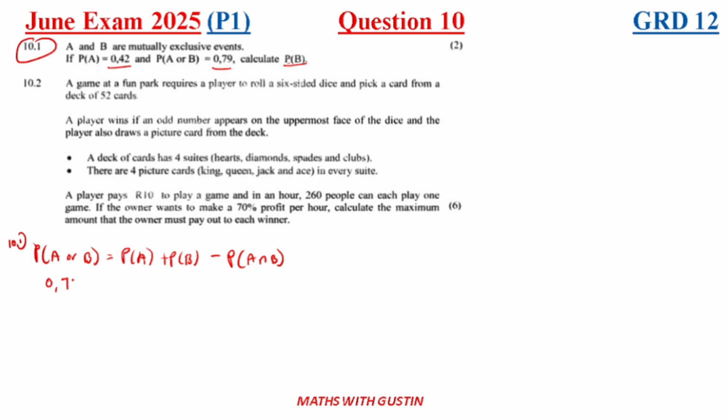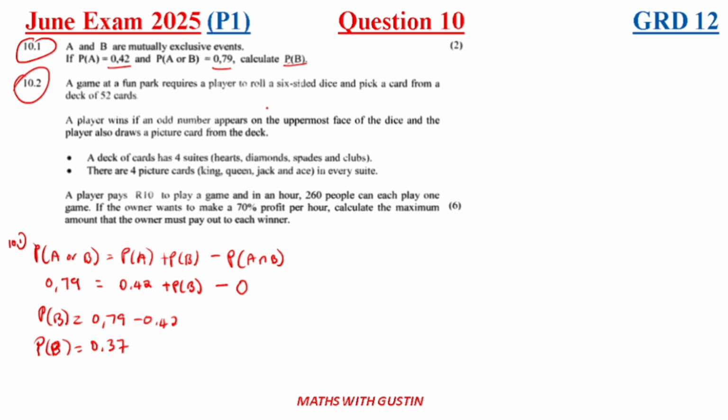All right. And then 0.79 is equal to the probability of A, which we know is 0.42, plus the probability of B. Since they are mutually exclusive, the intersection is going to be 0 because they can't happen at the same time. So the probability of B is going to be equal to 0.79 minus 0.42, which gives us 0.37. Straightforward. And that's how we deal with this one.